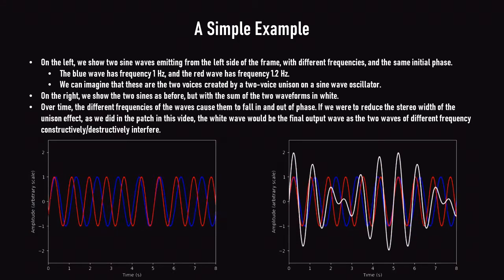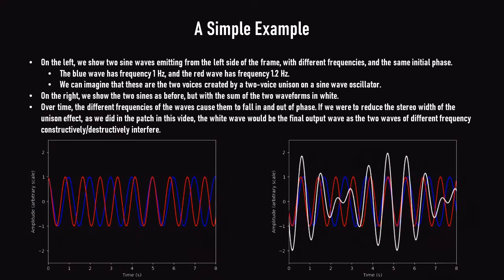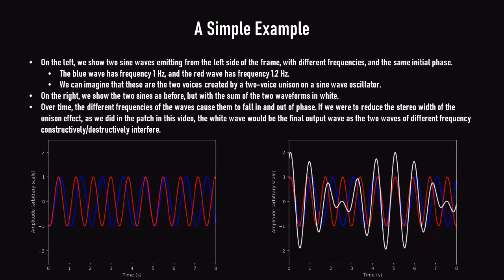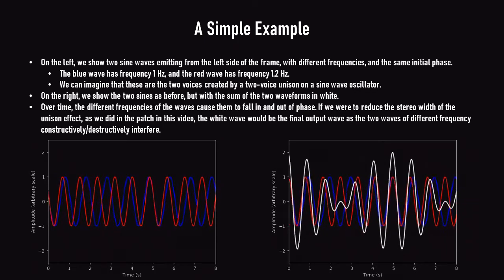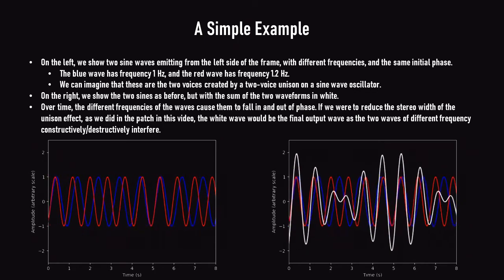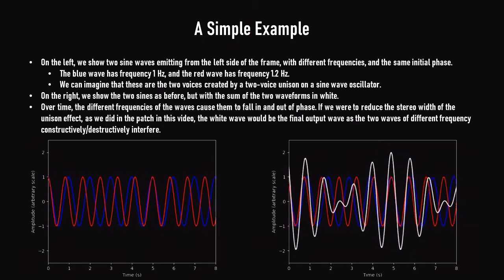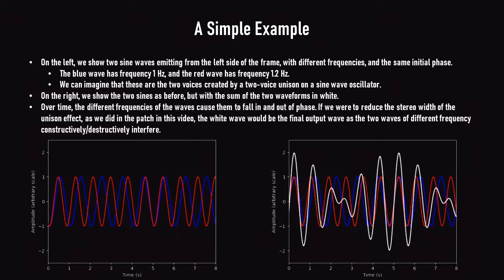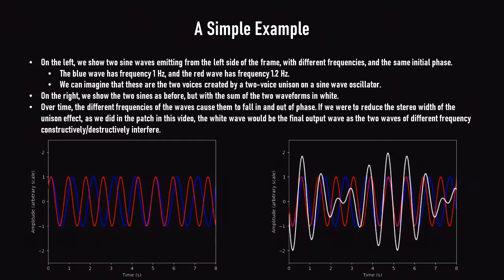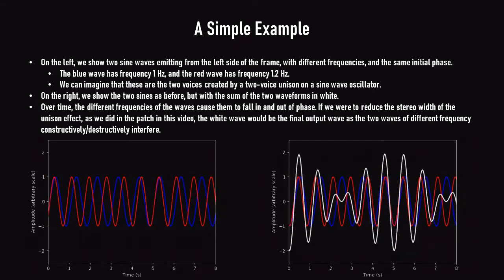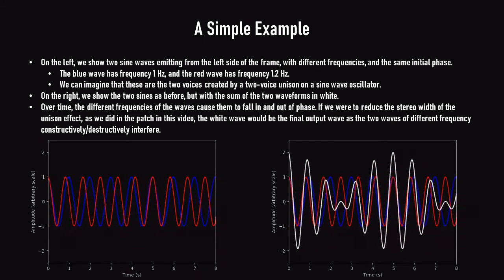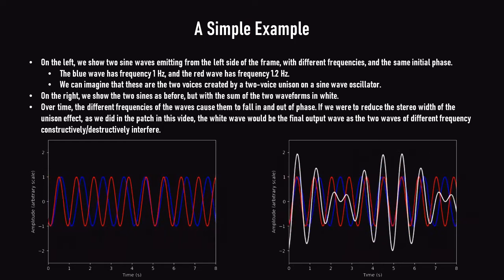So here I've constructed a simple example of a 2-voice unison on some graphs. In the graph on the left, we show 2 sine waves emitting from the left side with different frequencies with the same initial phase. The blue sine wave has a frequency of 1 Hz and the red wave has a frequency of 1.2 Hz. You'll see that over time, the red and blue waves sometimes line up and are sometimes nearly opposite. This is the phase conflict that gives us constructive and destructive interference, respectively.